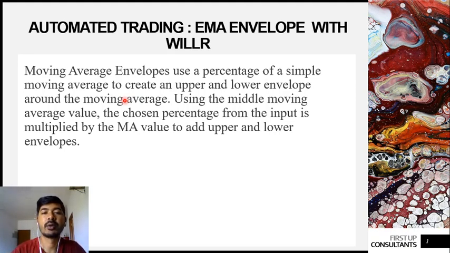The moving average envelope uses a percentage of the simple moving average and the standard deviation of desired value, and we basically try to see in which direction the EMA envelope is moving. If it is rising, we look for a buy trade. If it is falling, we look for a sell trade, and within the price band which we are defining using the standard deviation of 0.1.